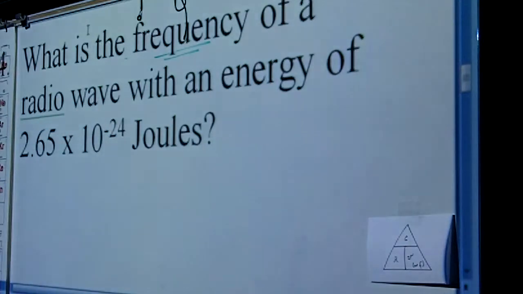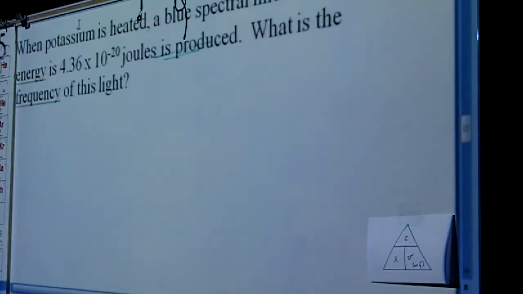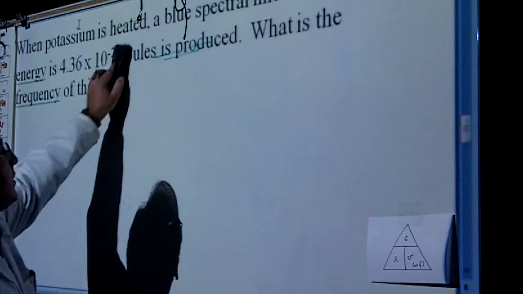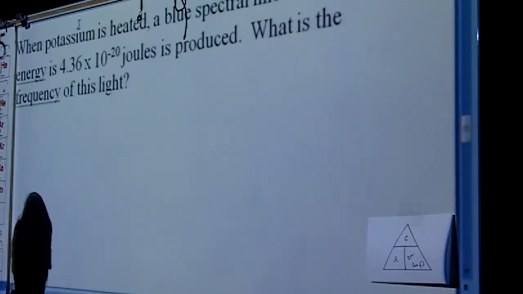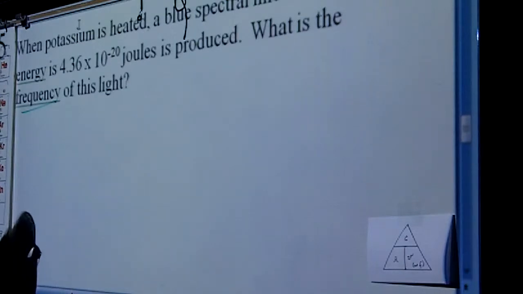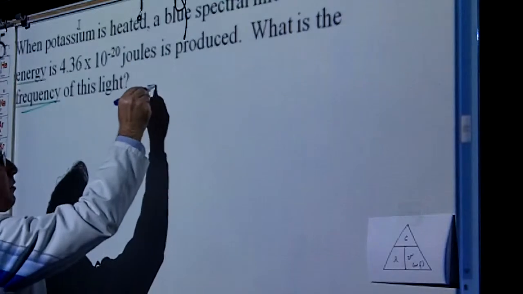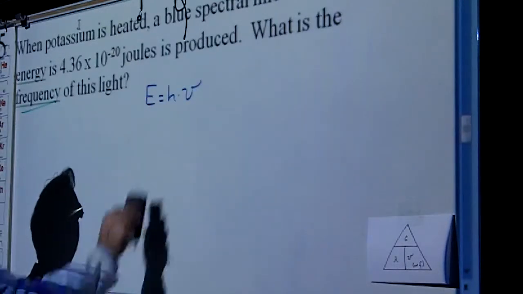Number 5. Number 5 says this. It says, when potassium is heated, a blue spectral line whose energy is 4.36 times 10 to the minus 20 is produced. What is the frequency of this light? So we're looking for frequency, right? Now they're telling me that the energy is 4.36 times 10 to the minus 20. So what I'll do is write my formula for energy. Energy is equal to Planck's constant times frequency. You know what? Let me replace that.